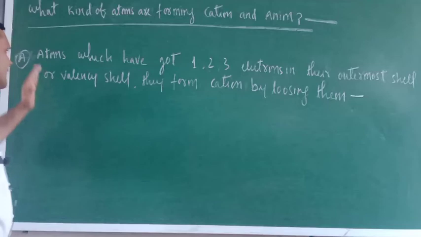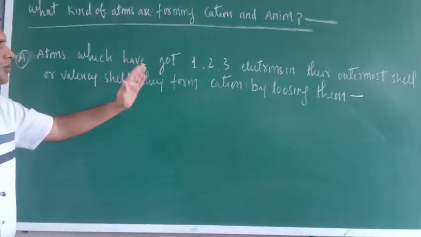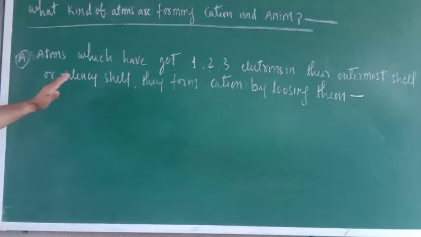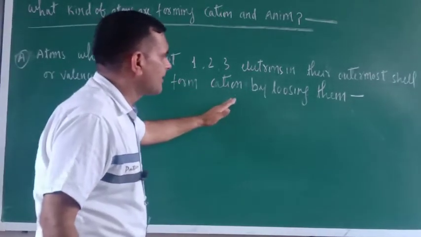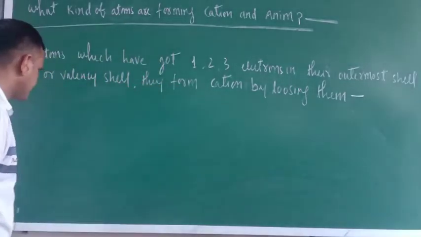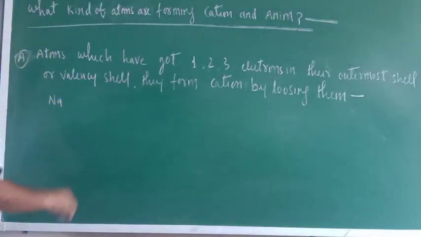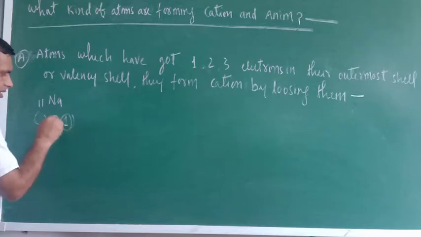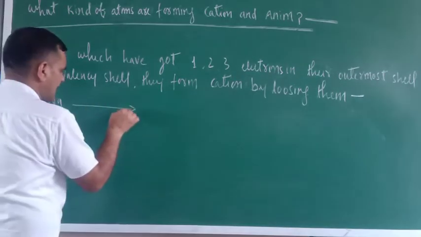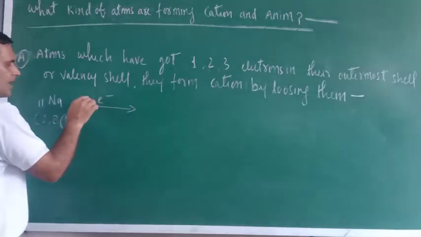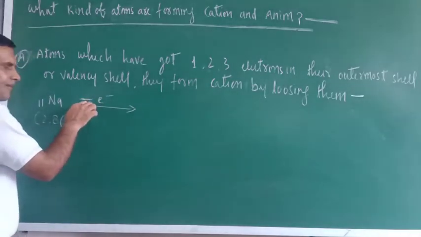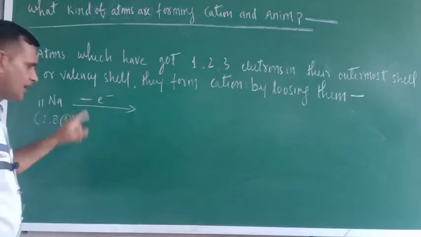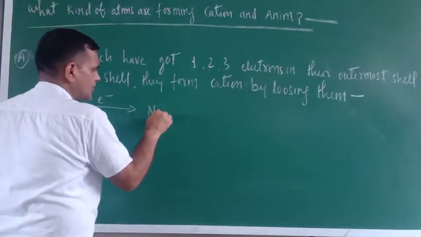Just see, the atoms which have 1, 2, or 3 electrons in their outermost cell or valence cell form cation by losing them. Just see here, sodium, 11. What is its electronic configuration? 2, 8, 1. It has 1 electron in its outermost cell or valence cell, so it will lose that electron, minus 1 electron. This is the meaning. What is the meaning of minus here? Minus means it is losing 1 electron. Once it loses 1 electron, a single positive charge will come here.